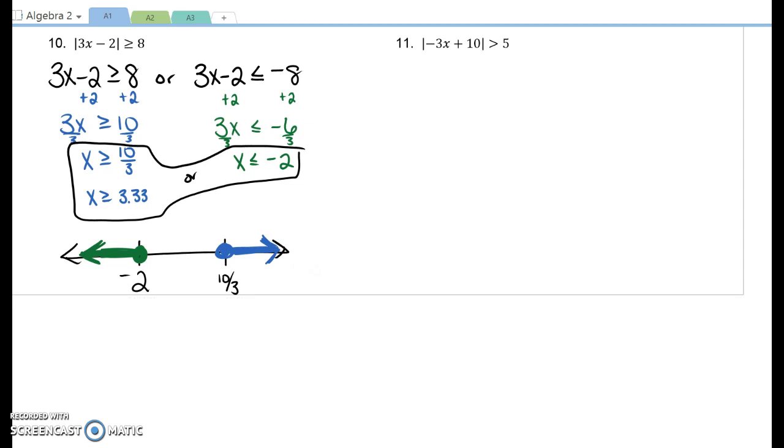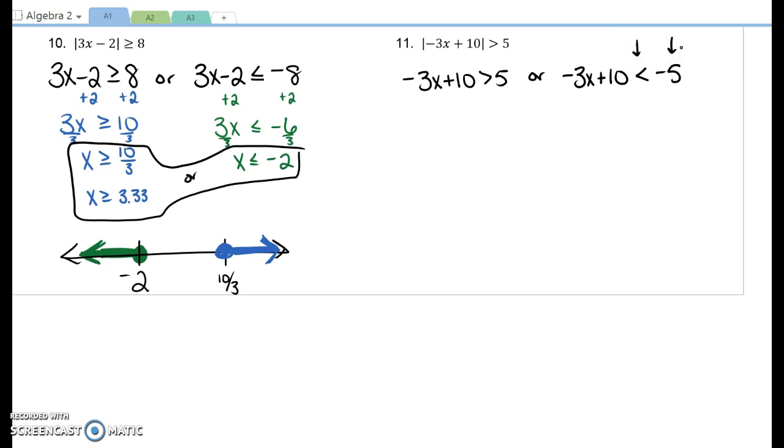Okay, number 11. First step is to set up the two inequalities so that we can solve them. One of the inequalities is exactly as it's written without the absolute value bars. Negative 3x plus 10 is greater than 5. Who's brave and wants to do the other one? Go for it. Perfect. Negative 3x plus 10 is less than negative 5. You change the inequality symbol and you take the opposite of the number.